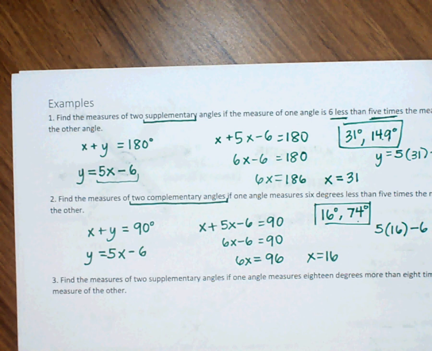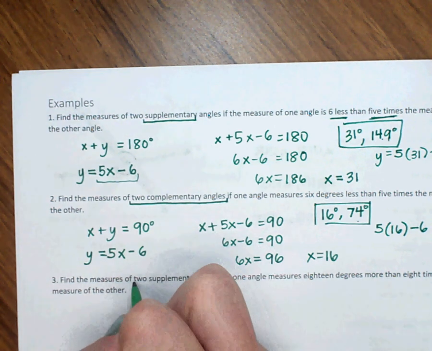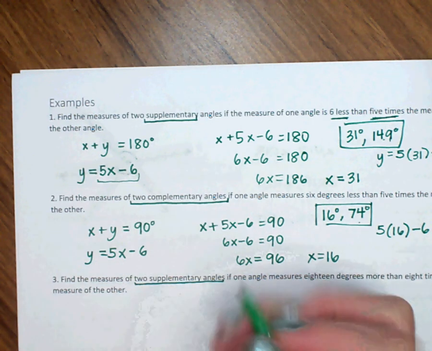One more word problem. Says find the measures of two supplementary angles if one angle measure is 18 degrees more than 8 times the measure of the other. Okay, so important words again. I've got supplementary angles.